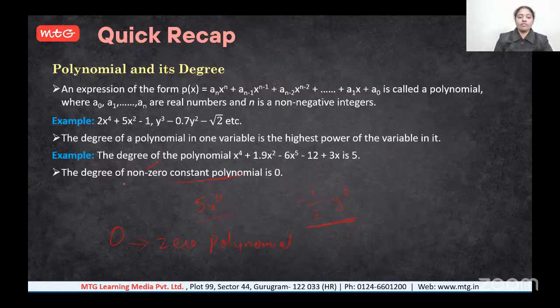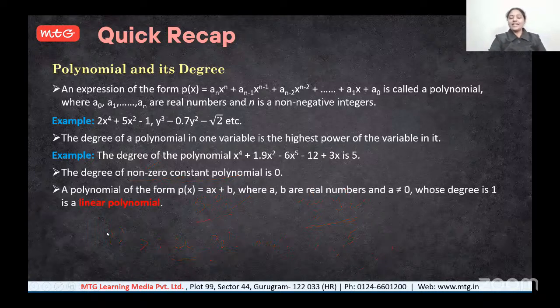So for any non-zero constant polynomial, the degree is said to be 0. But for the zero polynomial, the degree is undefined. Why? Because 0 can be the product of 0 with x^5, or with x^50 or x^10, whatever it is. So you can't define the degree once the polynomial is a zero polynomial. For that reason, this is an undefined case.